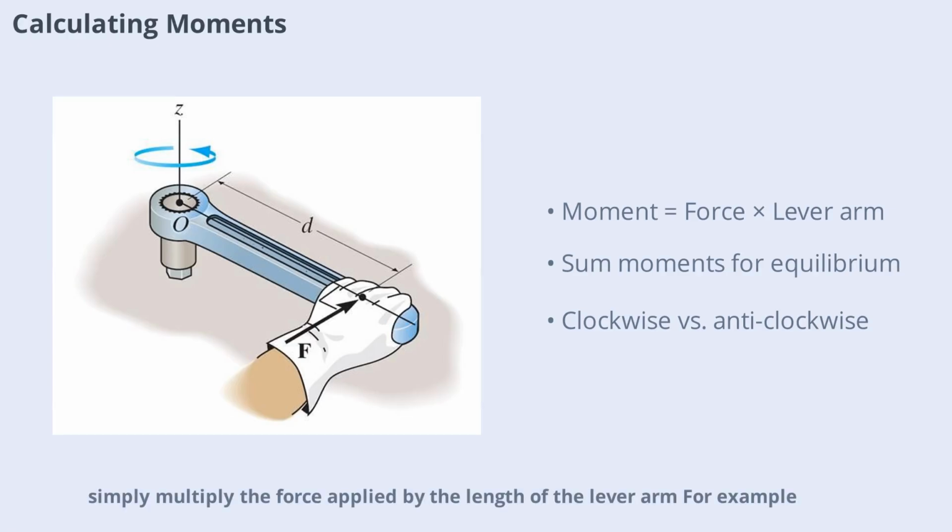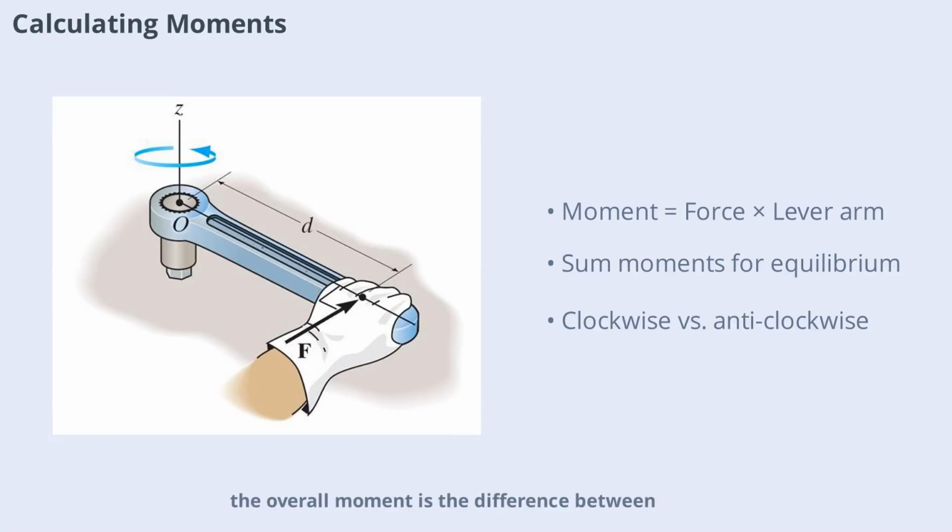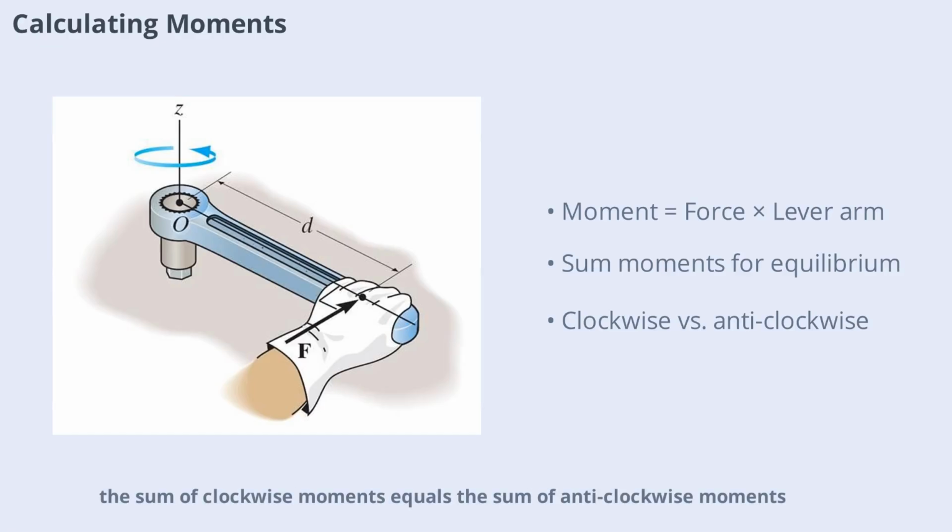To calculate the magnitude of a moment, simply multiply the force applied by the length of the lever arm. For example, if a force of 10 newtons is applied at a distance of 2 meters from a pivot, the moment is 20 Nm. If multiple forces are acting, the overall moment is the difference between the total clockwise and total anticlockwise moments. When an object is in equilibrium, the sum of clockwise moments equals the sum of anticlockwise moments.